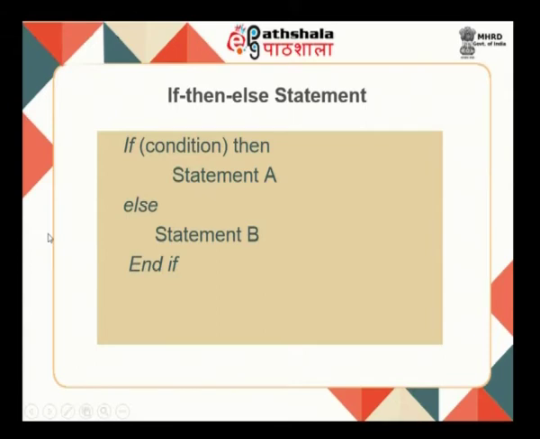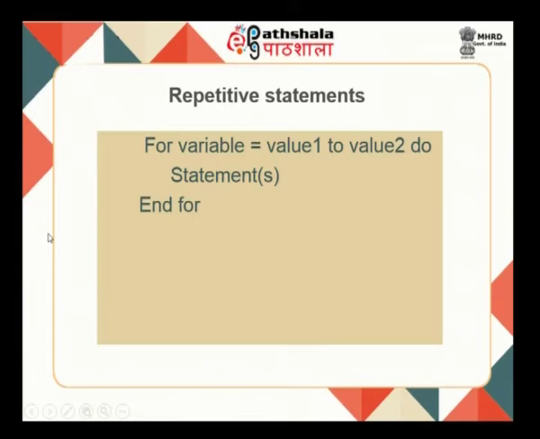Then we have repetitive control structures. For that we require some statements. The for statement is a very popular statement to implement repetitions. The syntax is like this: for variable equal to value 1 to value 2 do. That means initially value 1 is assigned to the variable, the statement is executed, and the default increment is 1, so the variable is incremented. When the variable becomes equal to value 2, we come out of the loop. We can also change the step size, that is, instead of 1 we can increment by any other value, and as part of this loop there can be one or many statements.